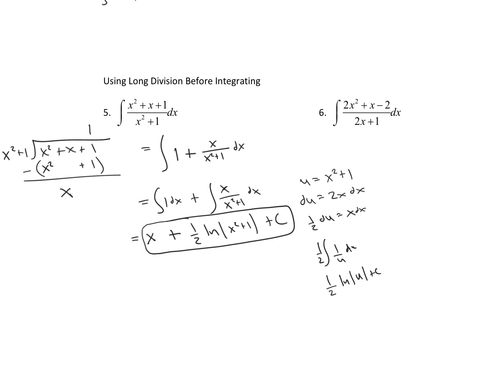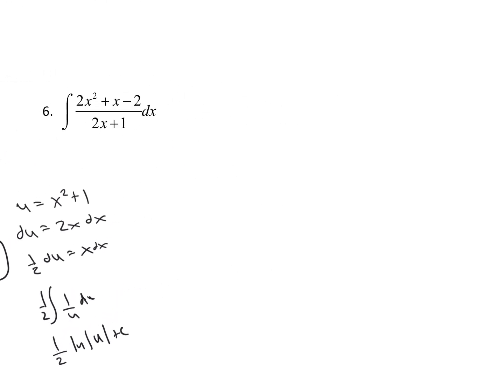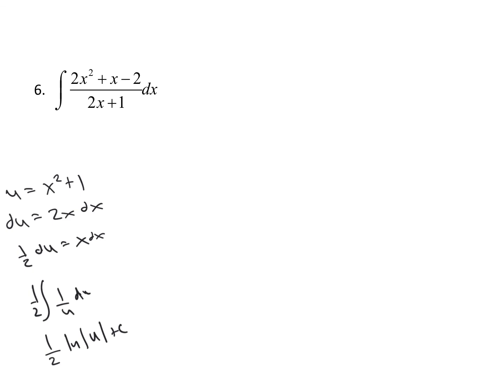That'll work also if the rational function is top-heavy. The degree on the top is bigger. So let's finish up with this problem here. I've got the integral of 2x squared plus x minus 2 over 2x plus 1. I'm going to get rid of that stuff so it's not in the way.